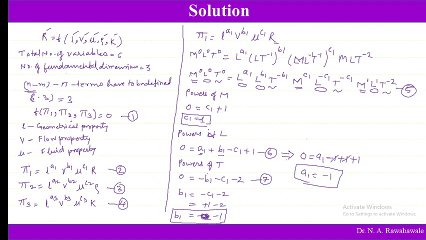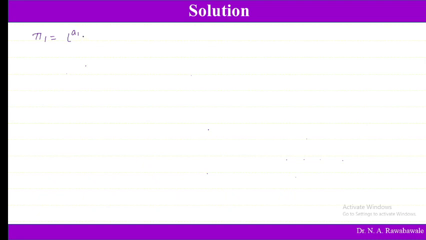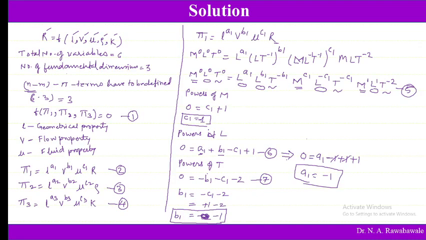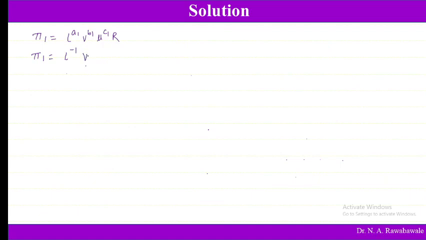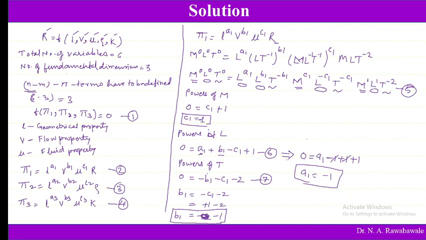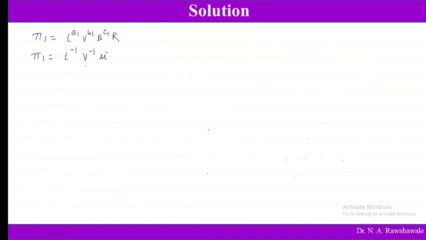The pi 1 term, which we have written here as in the previous case, is l to the power of a1, v to the power of b1, mu to the power of c1, into r. So for the pi 1 term, l to the power of a1 value is minus 1, then v to the power of b1 value is again minus 1, and the value of mu, c1, is also minus 1. So mu to the power of minus 1, r. So this pi 1 term can be written as r divided by l v mu. R divided by l v mu is the pi term.